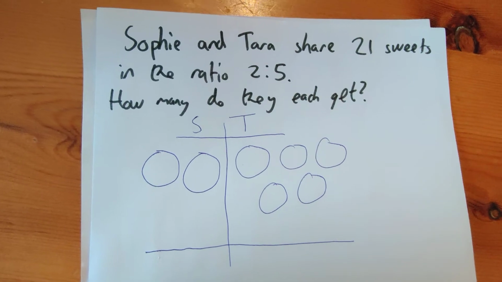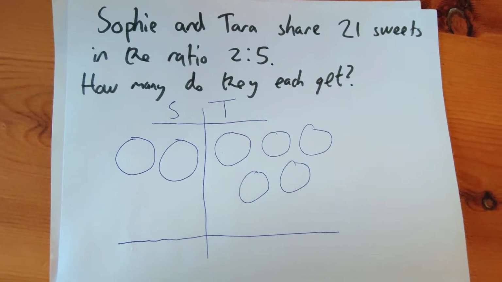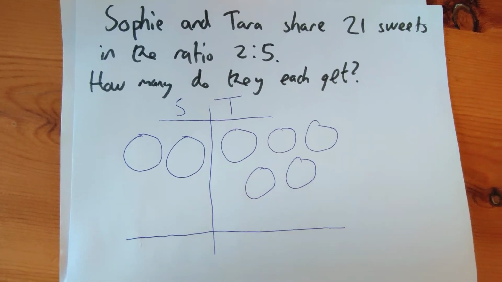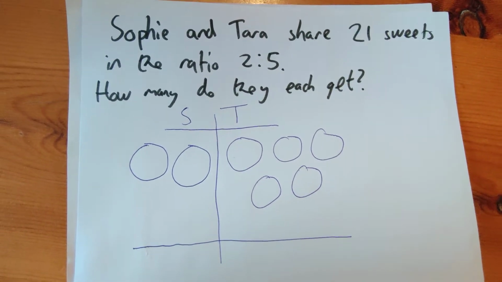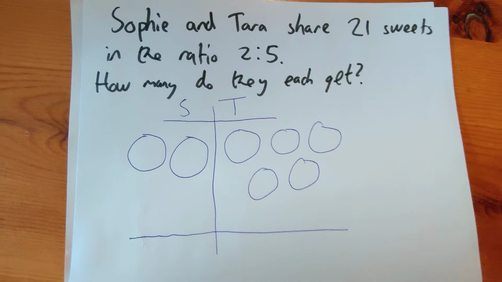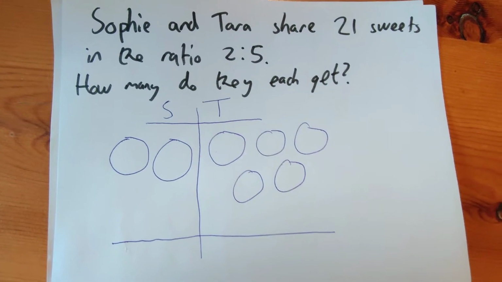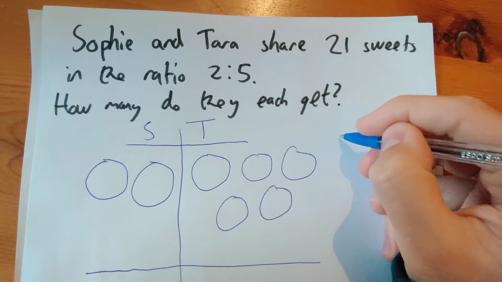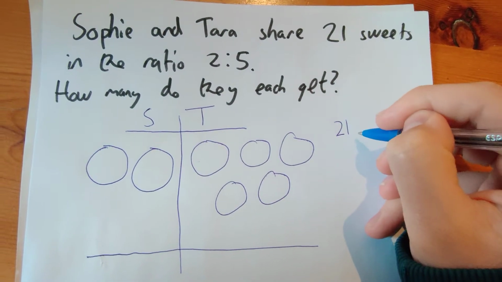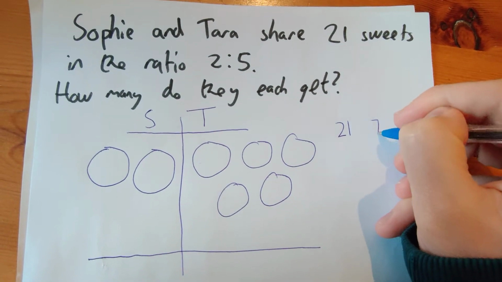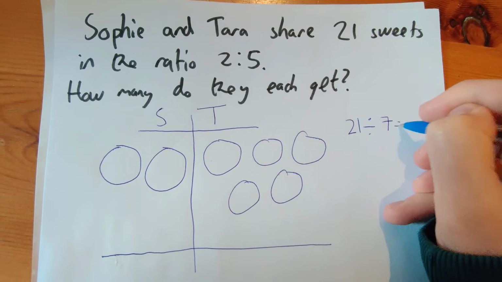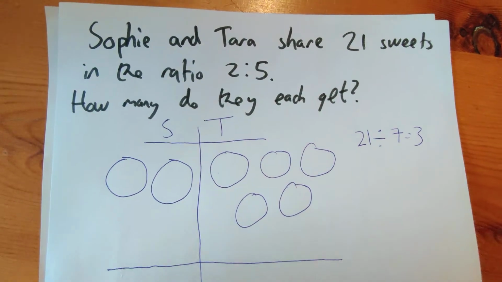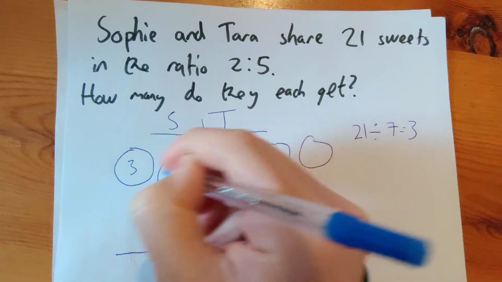Ratio is uneven sharing. I'm not going to share it between Sophie and Tara evenly. However, I have to share each part evenly. Tara's going to get more because she's got more parts, but each part, whether it's Sophie's part or Tara's part, must have the same. So I'm going to share my 21 sweets among 7 parts, and as we know, when we share, we divide, meaning each part gets 3 sweets.